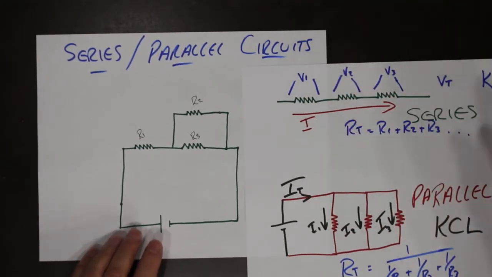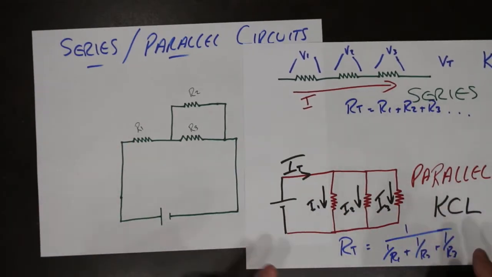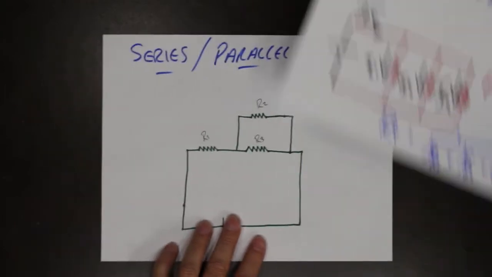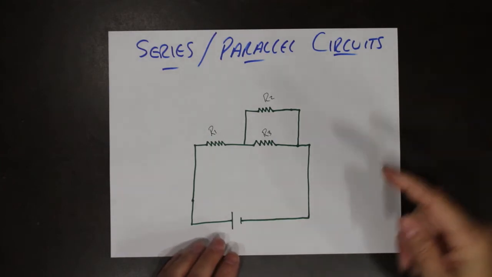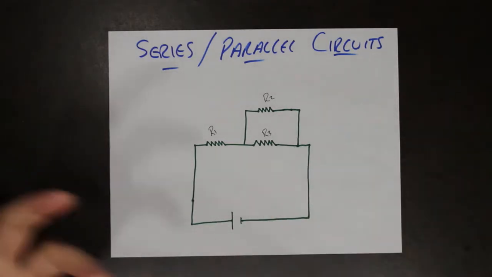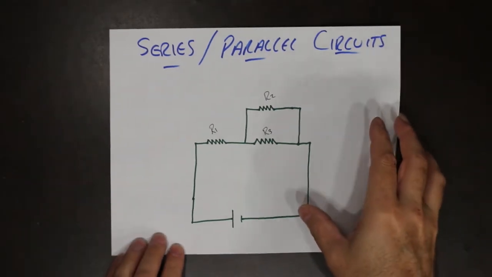So the series laws work with the series part of the circuit. The parallel laws work with the parallel part of the circuit. So the tricky part is to identify what is the series part and what is the parallel part of a combination circuit. And then we have to solve for them like we've been solving for the other circuits, calculating currents and voltage drops and all that kind of stuff. But what we need to do is break down these circuits.